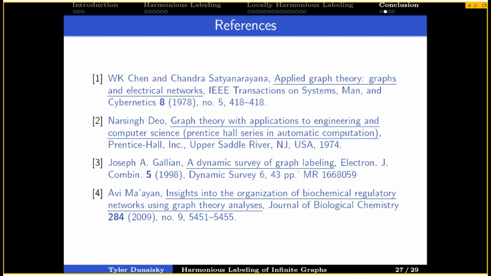We actually proved that the semi-infinite path was not harmonious. A result that already existed was that even cycles, so circles with an even number of vertices in them, are not harmonious. So there are things like that.